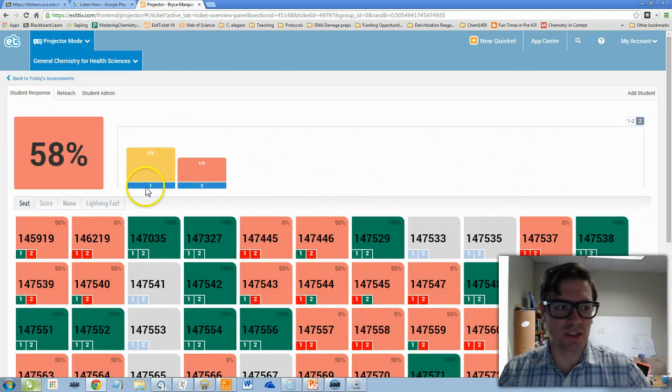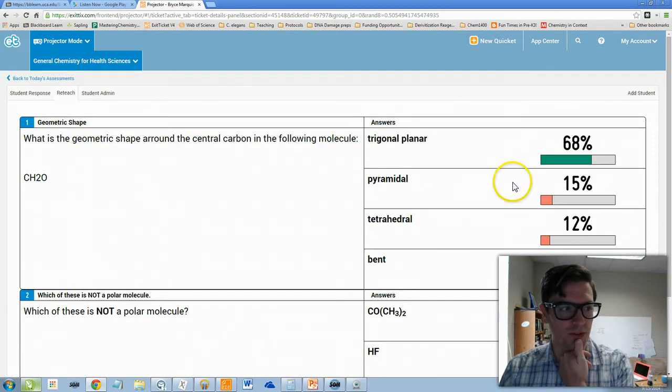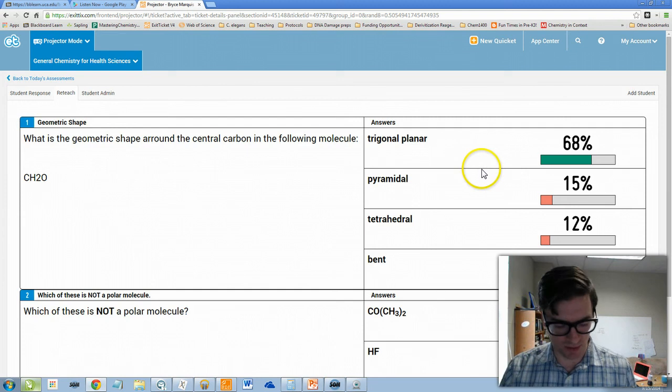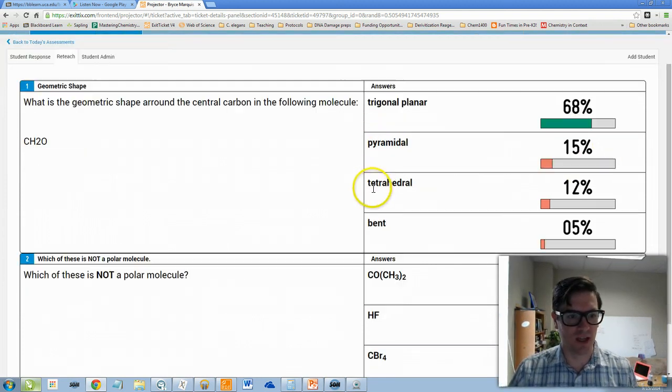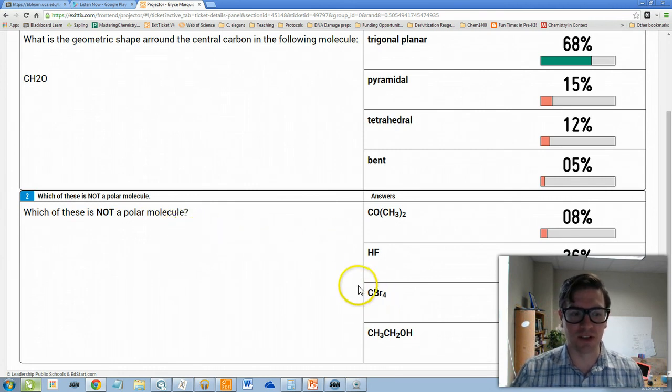Okay, without further ado, I'll bring up the exit quiz here. This is the exit quiz we did in class today. There were two questions here. One was asking about the geometrical shape of the central carbon of CH2O. The correct answer was trigonal planar, and I'll show you why that is. Looks like the majority of you got that, about 70%. And the second one was asking which of these is not a polar molecule. This one was a little trickier because you have to understand something about the shape of the molecule and the polarity differences of the bonds.